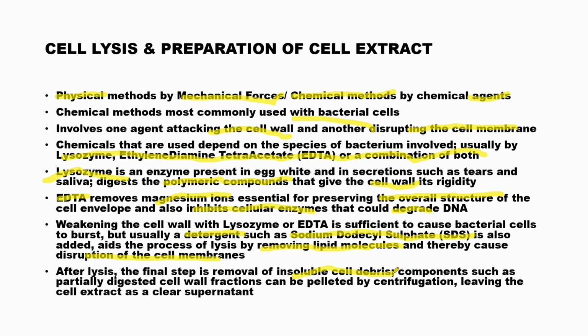So after lysis, we can remove the insoluble cell debris, meaning insoluble cell remains, cell wall remains and all. How are we doing that? An example of insoluble cell debris is partially digested cell wall fractions. These can be pelleted by centrifugation. So after cell lysis, the next step is centrifugation. In centrifugation, we get a pellet.